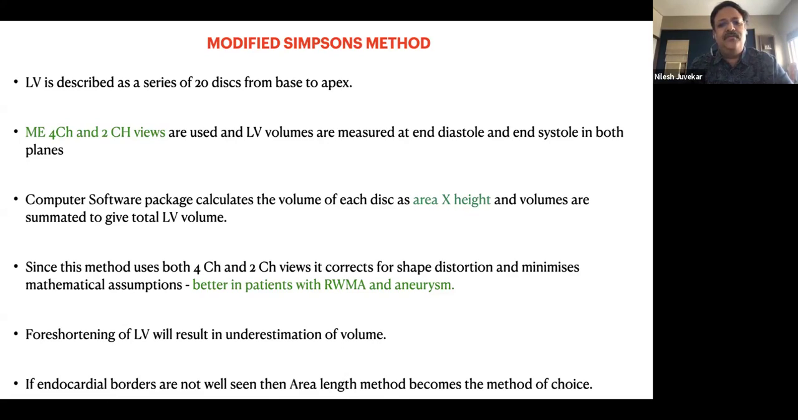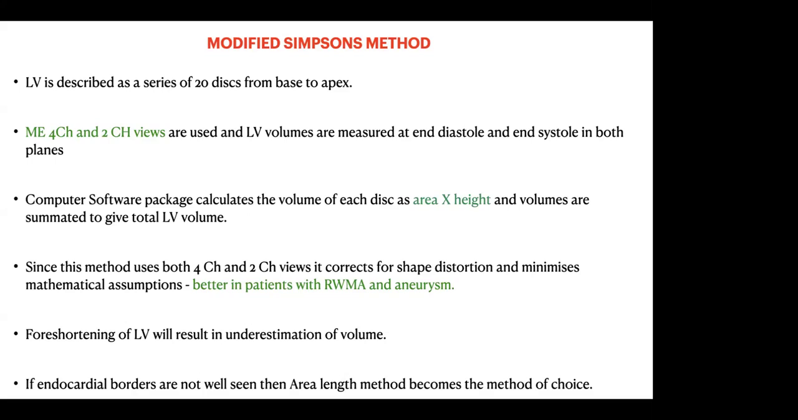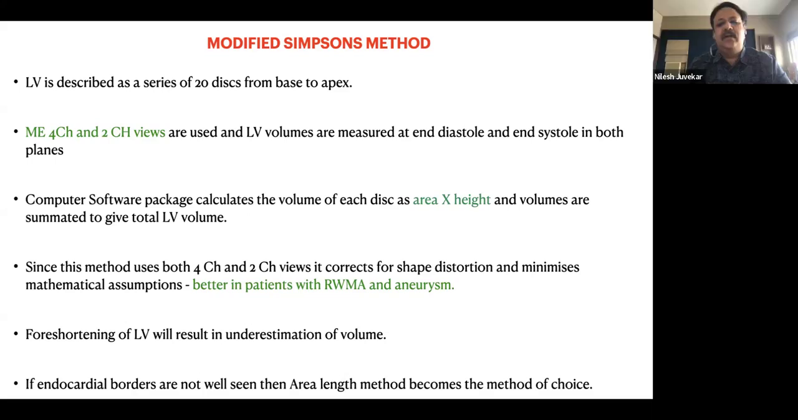It is because both the four-chamber as well as the two-chamber views are used, and hence it corrects for any sort of shape distortion and minimizes the mathematical assumptions. So therefore, in patients with RWMA or in aneurysm, in which the linear measurements fail, the volumetric measurement by the modified Simpson method is better. The problem with this is that if there is foreshortening of the LV, then it will result in underestimation of the LV volume.